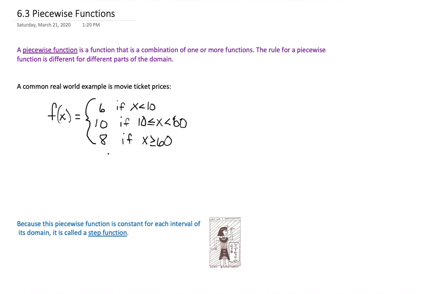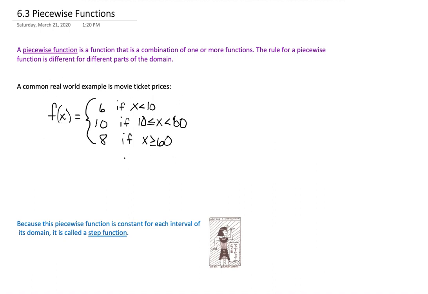So I go to the movie theater. If I'm less than 10 years old, I only pay $6. If I am 10 or 20 or 30 or 59, I have to pay $10. And once I hit 60 or older, I only have to pay $8. And that's kind of real life stuff with that. I'm sure there's better examples out there, but this is something that I've done for years.